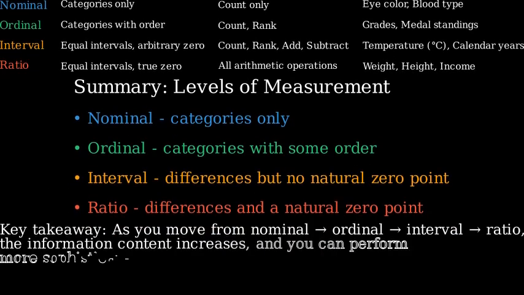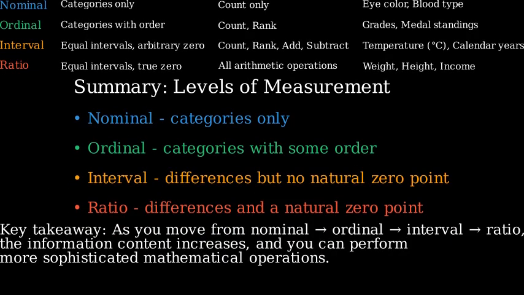Remember, as you move up from nominal to ratio, the amount of information in your data increases, allowing for more sophisticated statistical analyses. Always consider the level of measurement when selecting statistical methods or interpreting results.